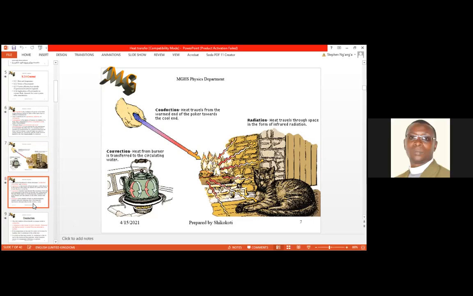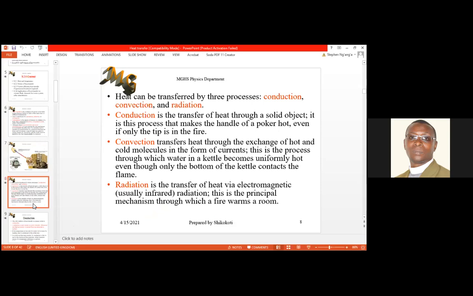So heat is transferred by three processes or three modes of heat: conduction, convection, and radiation. Conduction is the transfer of heat, for example, when you are cooking on the fire. The fire heats the pot, then the pot conducts heat to the contents inside. Okay?